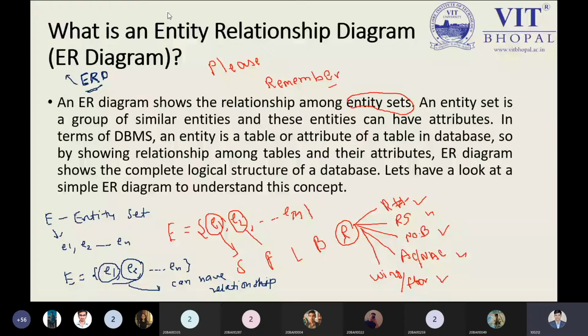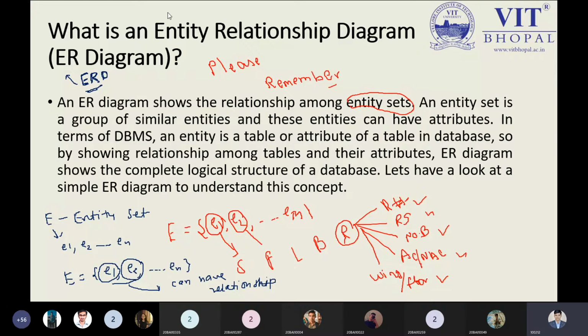So what happened? I have various entities. What are those? Student itself is an entity. Faculty again is an entity. Staff is an entity. Room is an entity. Lab is an entity. Whatever entities we put in the university ER diagram are known as the various entities. So an ER diagram is composed of many entities, and that is known as the entity sets.